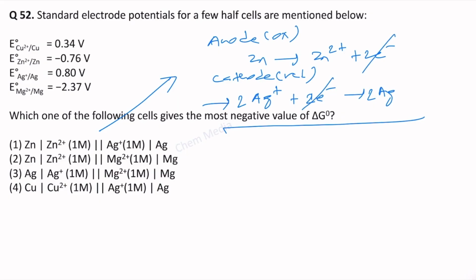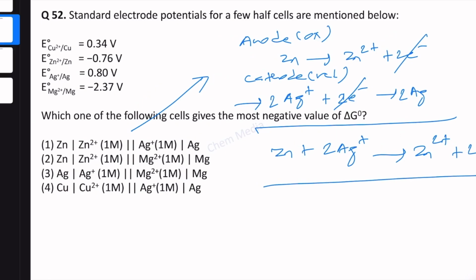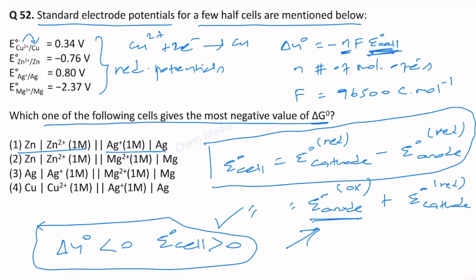So, the net reaction in this case is zinc plus 2 Ag plus giving zinc 2 plus and 2 Ag. That's the net reaction. So therefore, n is constant everywhere, F is constant. So we just have to determine E cell standard. If that has a more positive value, then that is our correct answer. So let's determine the values one by one.